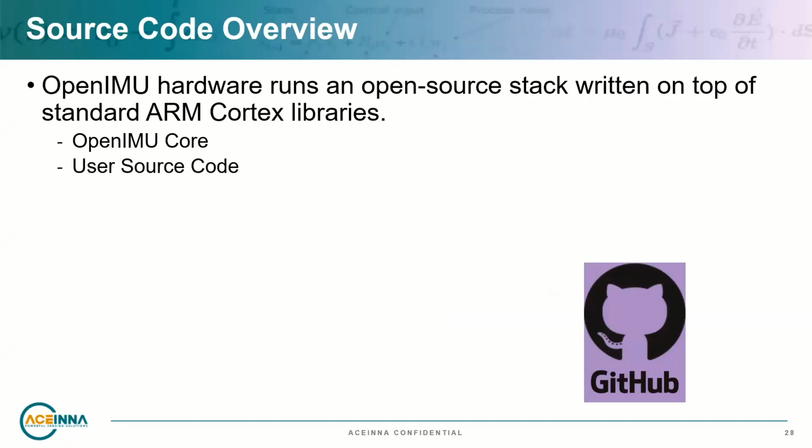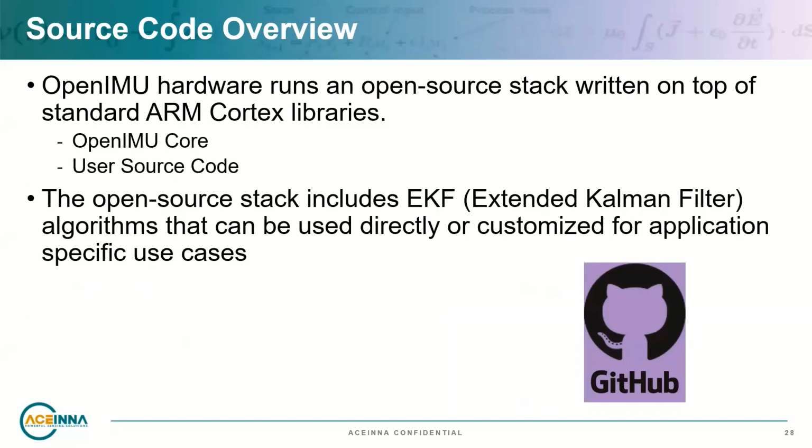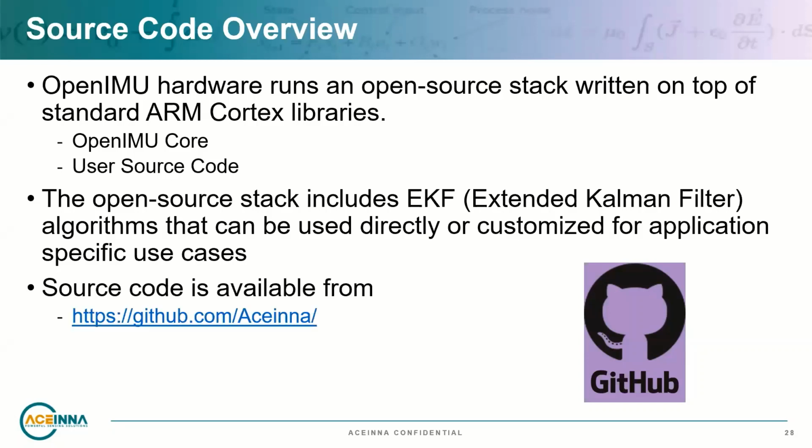The OpenIMU hardware runs an open source stack, and that's written on top of the standard ARM Cortex libraries. In that stack, we have various functions, including the extended Kalman filter code. And that algorithm is available to be used as is, or you can customize that for your own specific application. And as mentioned previously, all the source code is available on GitHub.